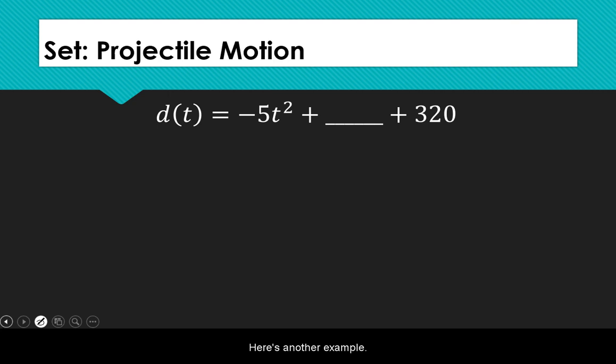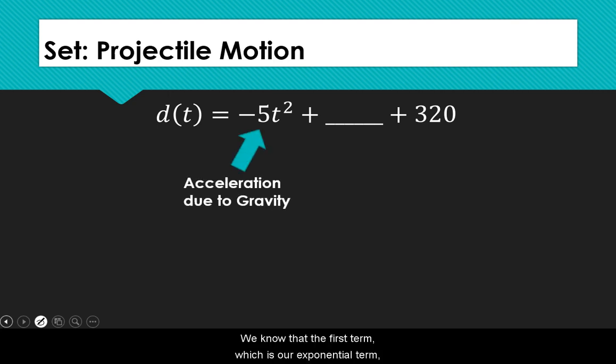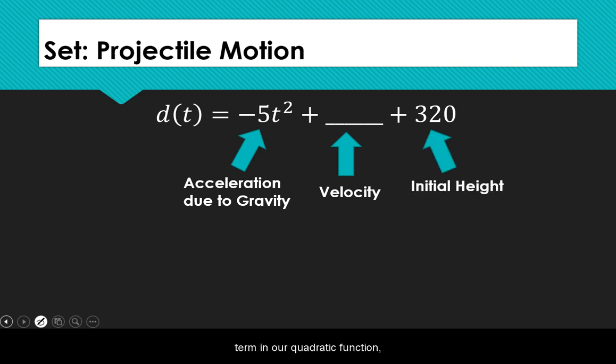Here's another example. We know that the first term, which is our quadratic term, represents the acceleration due to gravity. We know that the second term in our quadratic function, which is the linear term, represents our velocity, and we know that the third term in our quadratic function, which is the constant, represents our initial height.